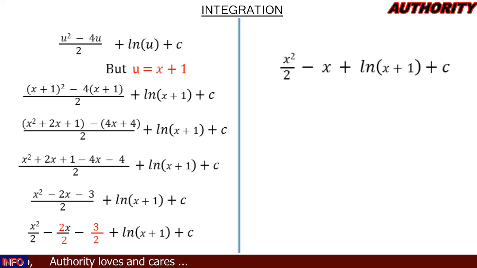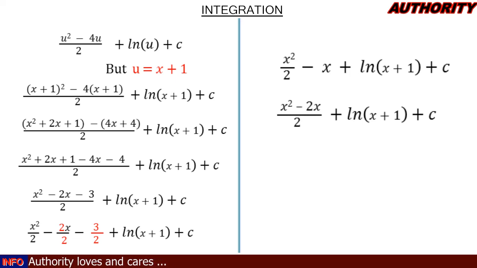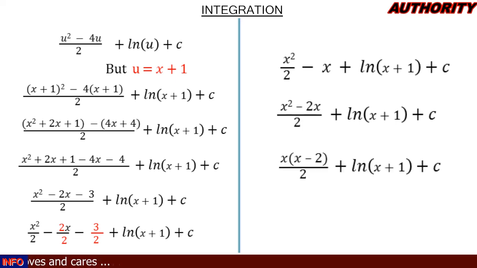You can stop here or you can still go further and combine these first and second terms together. When you combine, looking for the LCM, we're going to have (x squared minus 2x) all over 2 plus ln(x plus 1) in bracket plus c. You can also leave it this way or you go further and say let's factor out x. Factoring out x in our numerator, we're going to have x open bracket x minus 2 close the bracket all over 2 plus ln(x plus 1) in bracket plus c.